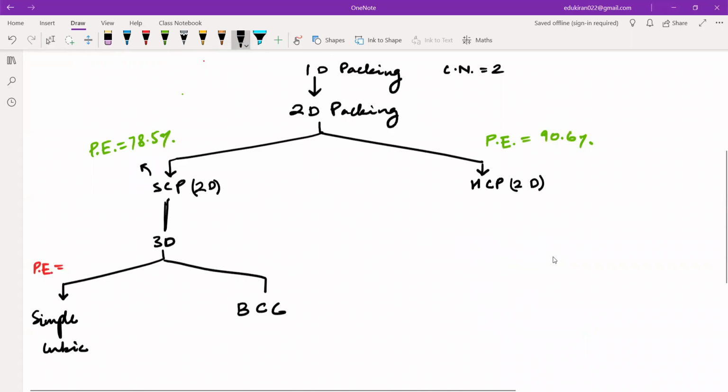Because explanations and understanding, you don't have to work out every time how packing efficiency is calculated. Once you have understood how to calculate the packing efficiency, you must be interested only in the conclusions, that is, packing efficiency 78.5, 90.6, and here the packing efficiency is, who will tell me, for simple cubic, what is the packing efficiency for simple cubic? Yeah, tell me. 52%. Yeah, 52.4.